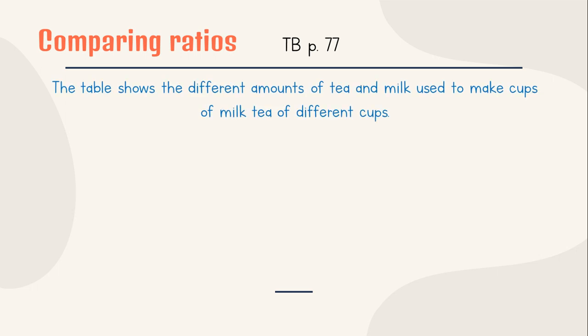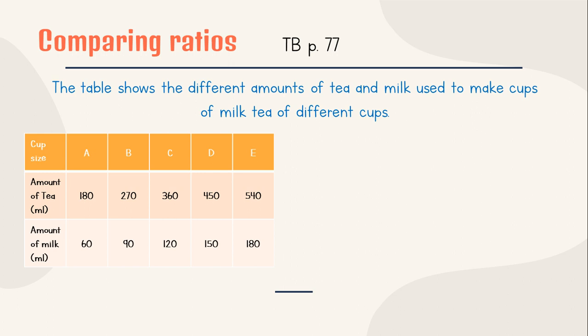The table shows the different amounts of tea and milk used to make cups of milk tea of different sizes. That's the first table: cup size, amount of tea, and amount of milk. We have these 5 cups, A, B, C, D, and E. For cup A, you will have 180 milliliters of tea and 60 milliliters of milk. Cup B, C, D, and E follow. Can we make it into a ratio?